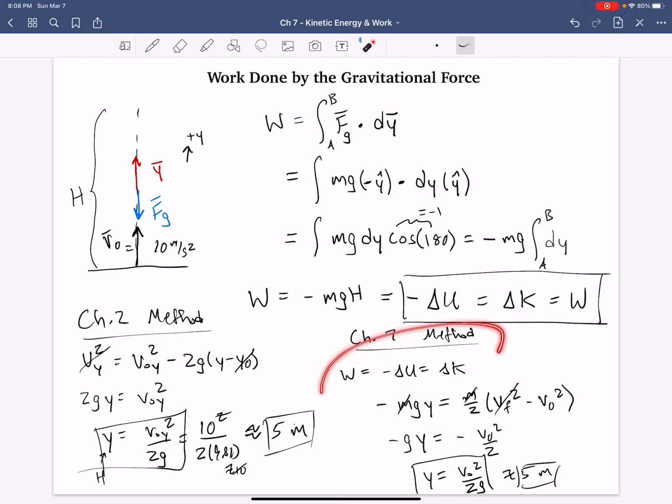So this was an example of using the work and kinetic energy theorem, in conjunction with the fact that work is also equal to negative change in potential energy, to get the final height of a projectile launched straight up.